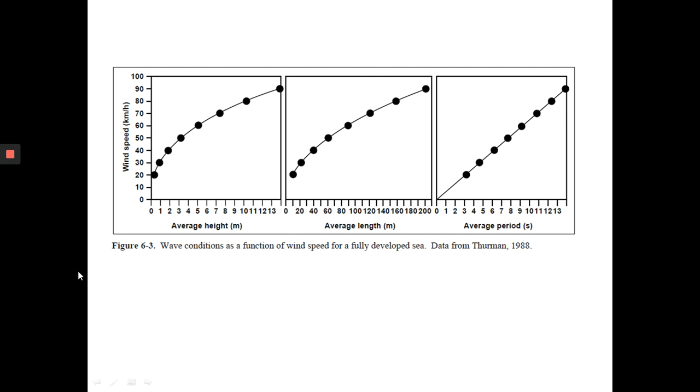Just an example, this is from Thurman 1988, and you have wave height, wavelength, and also wave period plotted against wind speed, kilometers per hour in this case. Notice the relationship between these different characteristics of a wave and wind speed. In the case of height, length, and period, basically we're talking about the size of the wave, they actually increase with wind speed. So these are important controls.